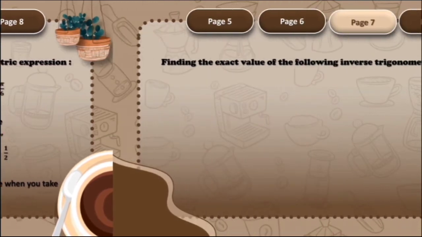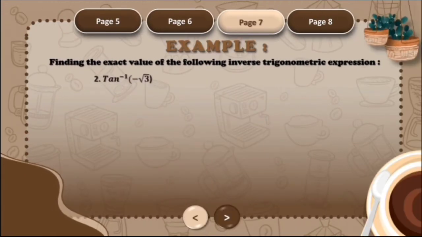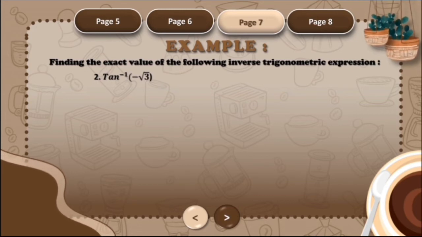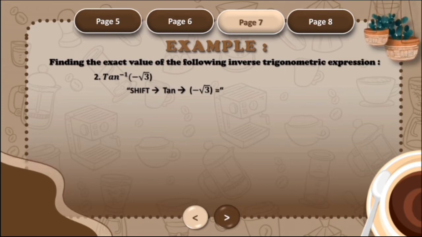Moving on to the second item. Now in item number 2, here we are to find the inverse of tangent negative square root of 3. Well, there isn't actually a big difference in example number 2 from the given equation in example number 1. But let us answer it anyway. So to get the inverse of tangent negative square root of 3, type shift, tangent, then open parenthesis and insert the equation negative square root of 3. And then your answer would be negative pi over 3. Then that makes x equal to negative pi over 3.